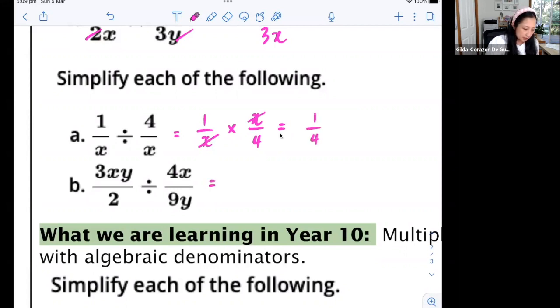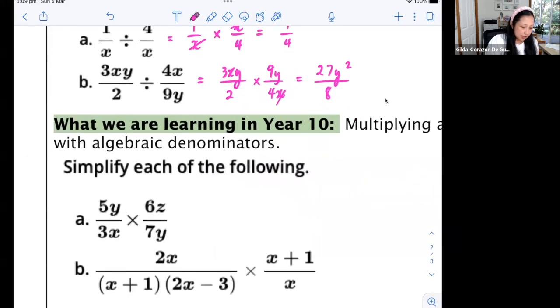And for the next one, you've got 3xy over 2 multiplied by 9y over 4x, right? And then you can cancel out the x and the x here, right? We can't cancel the 3 and the 9. We can't cancel the y and the y, and therefore we've got 27y squared over 8.